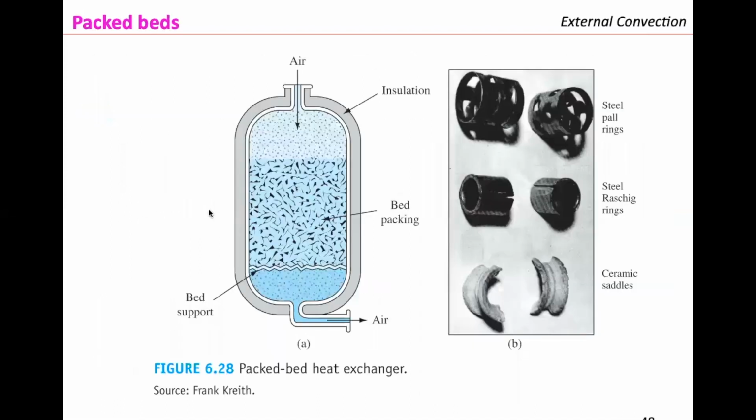So here is an image you have in your textbook for a typical packed bed heat exchanger. And for the case of heat exchangers, these are common packing geometries that you have available commercially, such as the steel pall rings, steel raschig rings, or the ceramic saddles. So those are common shapes for the case of packed bed heat exchangers.